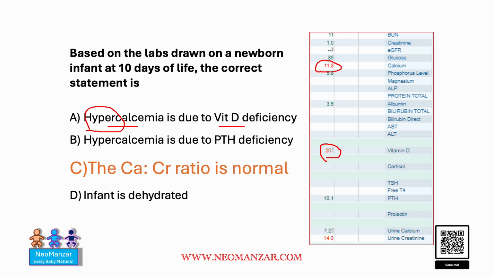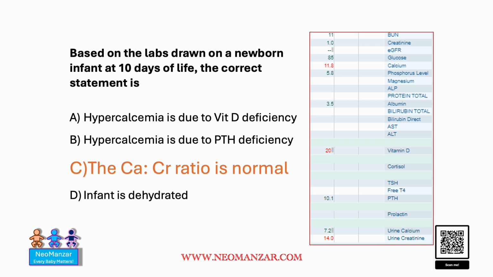Same thing with B, that hypercalcemia is due to PTH deficiency. The PTH level is given here and the calcium is given here, and you all remember that PTH deficiency will cause hypocalcemia. So sometimes they give you the labs, but look at the sentence as well. If the sentence is exclusive, then you don't even have to look at the labs. But here it's important to go through the labs as well.